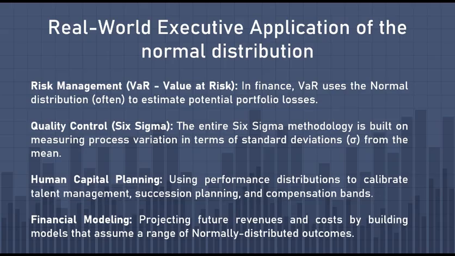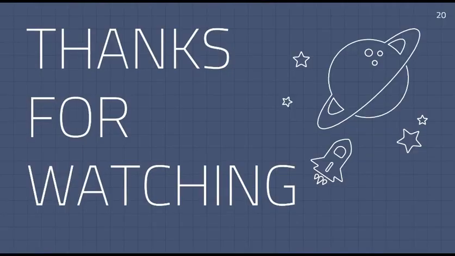Human capital planning uses performance analysis, with distributions of the performance of a group of individuals. We can calibrate them as the top performers, the poor performers, etc., which helps in your planning and in putting the best person in the best place. It can also be used for financial modeling, like projecting future revenues and costs by building models that assume a range of normally distributed outcomes. So these future revenues and costs can also be predicted. So this is all about the normal distribution.